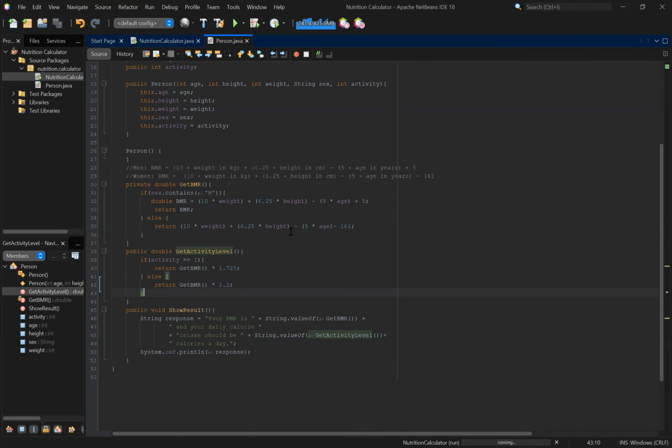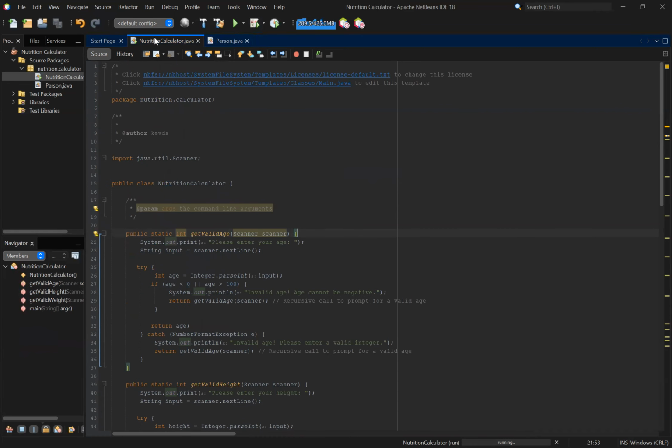Now, this is going to change depending on your activity level, age, sex, and weight, as well as your height, because each body type has a different energy requirement. So let's begin. Here we have our public class. Here we have our class of nutrition calculator.